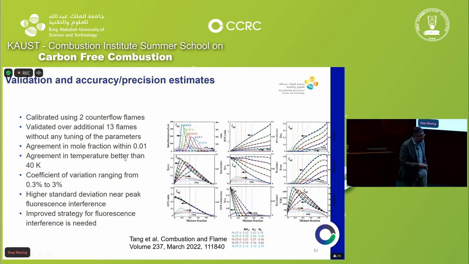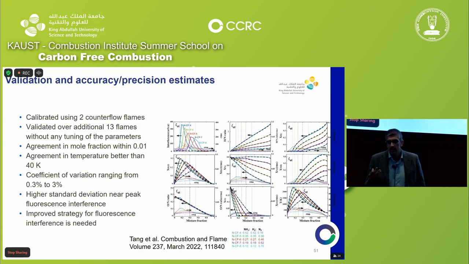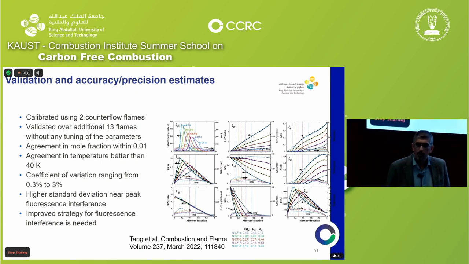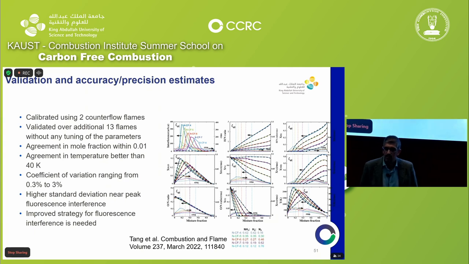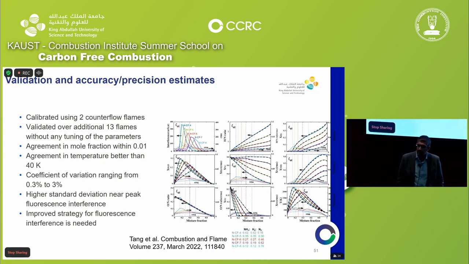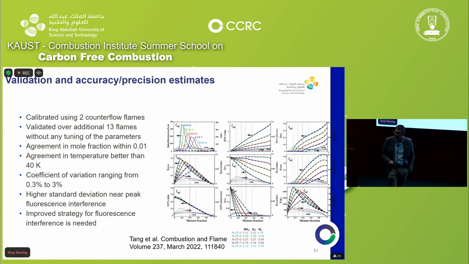So extremely good. In terms of coefficient of variation, so how precise our measurement is, we're not doing so great, I would say, compared to other measurements in the past. We are between 0.3 and 3%, and the main reason is this fluorescence interference that we need to subtract, which adds some noise.